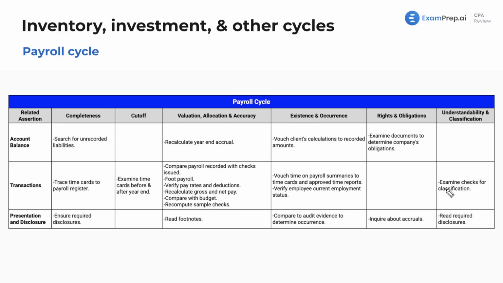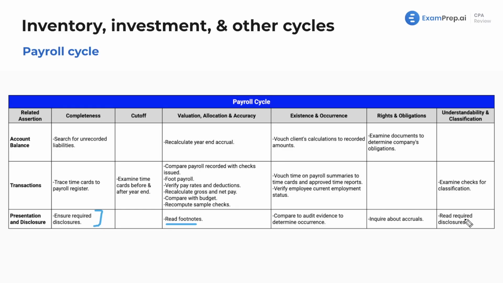And then lastly, for understandability and classification, we want to examine checks for classification. For presentation and disclosure, as we've seen time and time again, read the footnotes and ensure that any required disclosures are presented. You're probably going to want to talk about particular types of compensation in the footnotes, compare to audit evidence to determine occurrence, and inquire about accruals, making sure that everything is appropriately disclosed. If we owe any money, it's not excluded there. And lastly, read any required disclosures for understandability and classification. If we have to talk about executive compensation, stock bonuses, anything like that, this is where we would assess if it's properly presented.